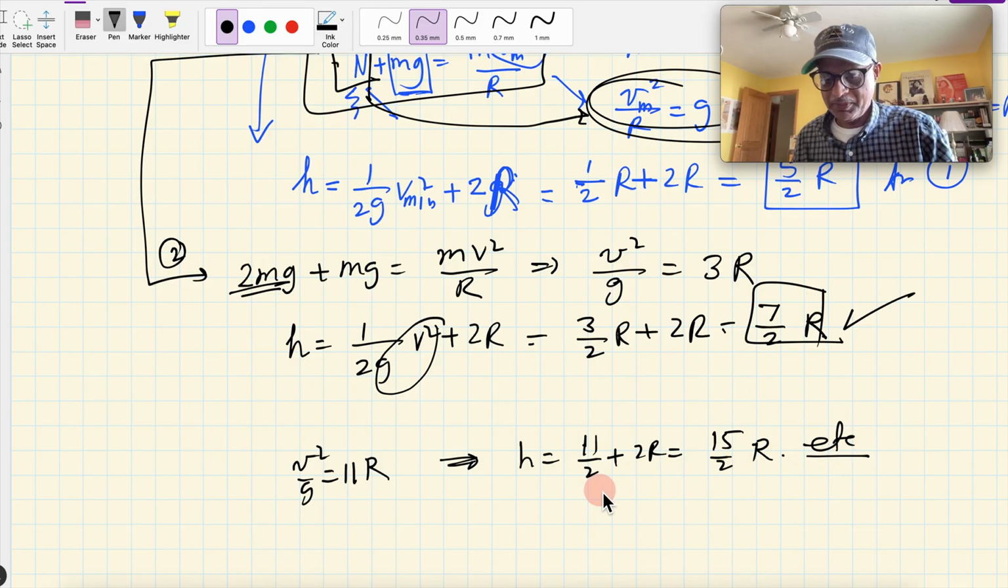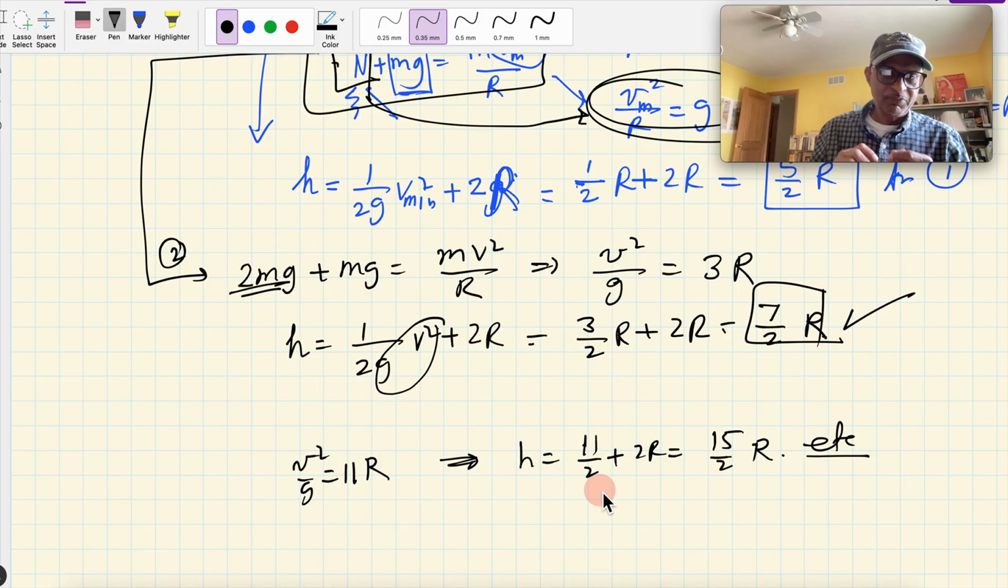Okay, that was a pretty interesting and simple problem, but it illustrates an important concept. The concept about the minimum and when the normal has to be 0 and such.